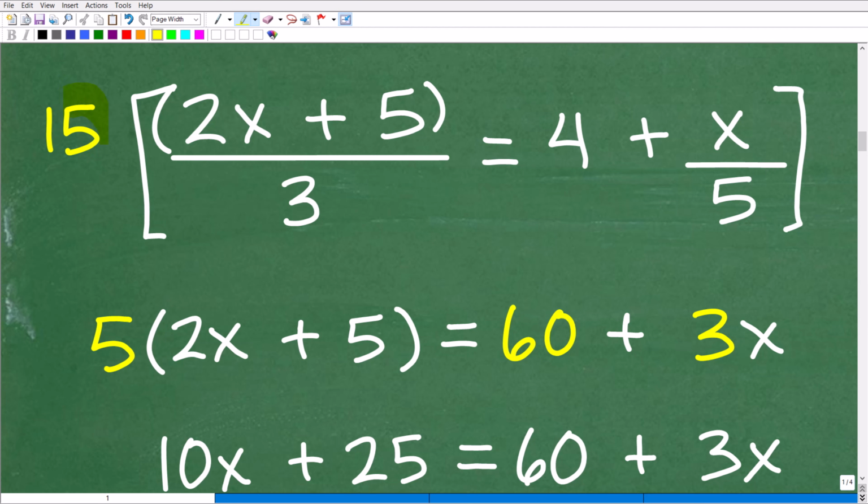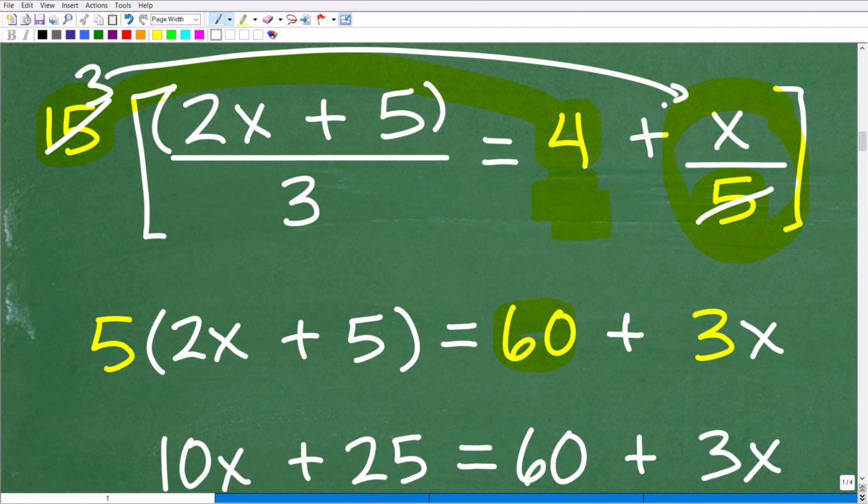Now let's continue. Now we have 15. And here, this is 4 over 1. So 1 goes into 15, obviously 15 times. So 15 times 4, of course, is 60. Okay, and then we're going to have 15, and we're going to multiply by this x over 5. Before we do that, we have this denominator. We're going to say, oh, 5 goes into 15 how many times? Well, 5 goes into 15 3 times. This is going to be 3 times x, or 3x.